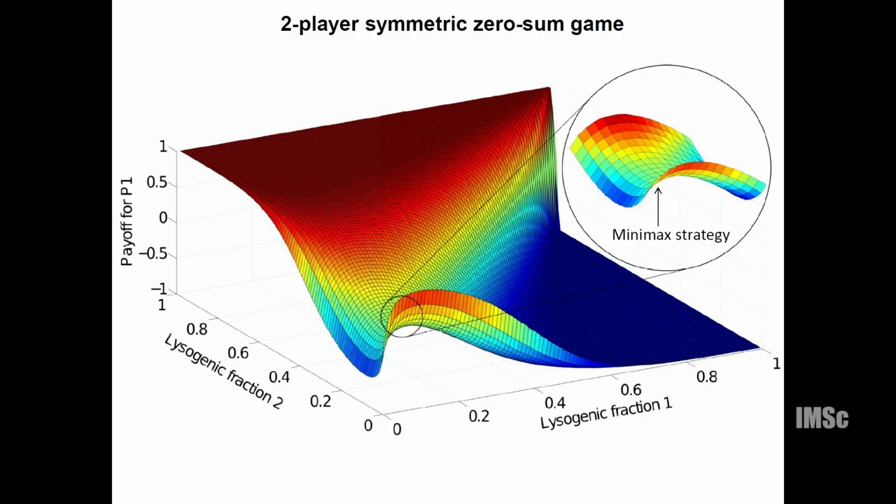Now it turns out, as you can see, this saddle point is around 10%. It so happens to be close to 10%, which is within that experimental range we found.